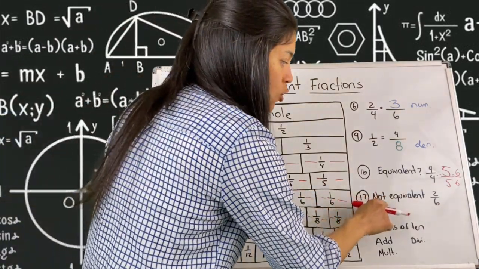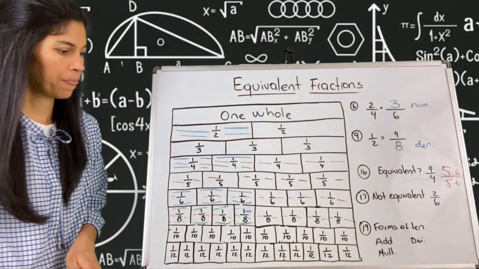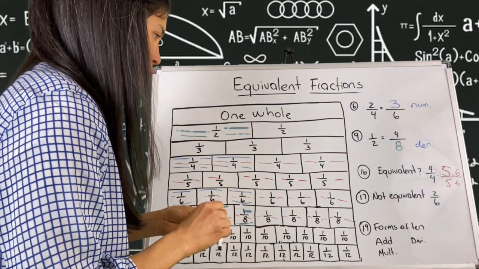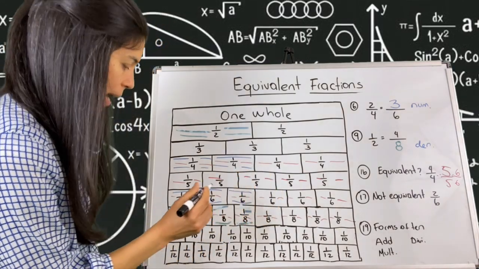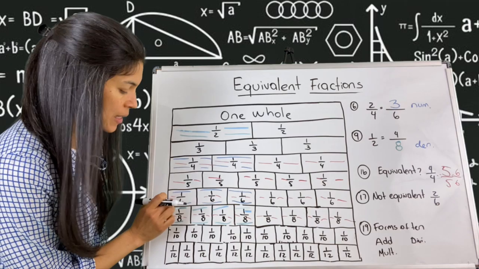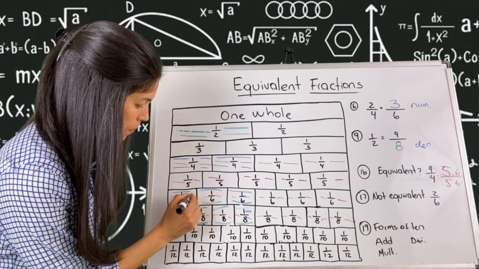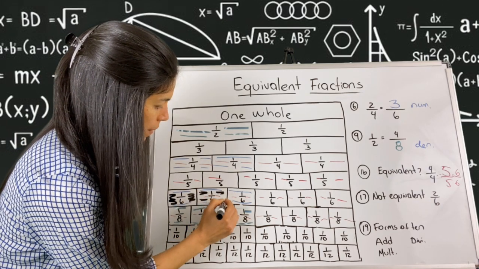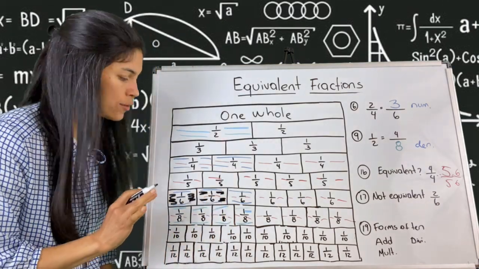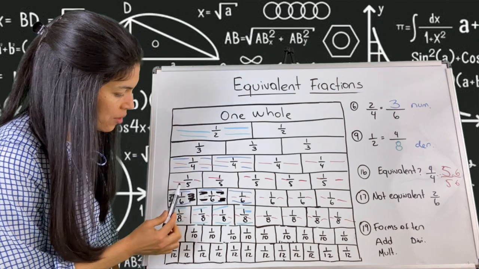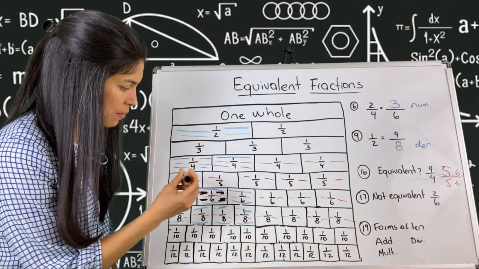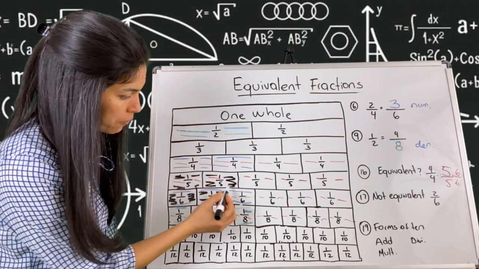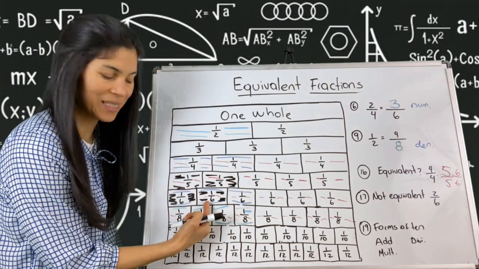Let's see what is not equivalent to 2/6. Not equivalent, and out of colors, to 2/6. So let me use black. 6, the whole has been divided into 6 and I am taking 2 of those. 1 and 2. Which fraction is not equivalent? So how about if I take 2/5? Is 2/5 equivalent? It is not, because 2/5 takes more space than 2/6.